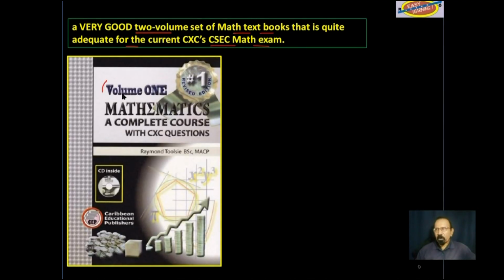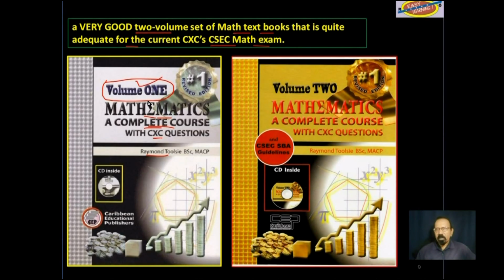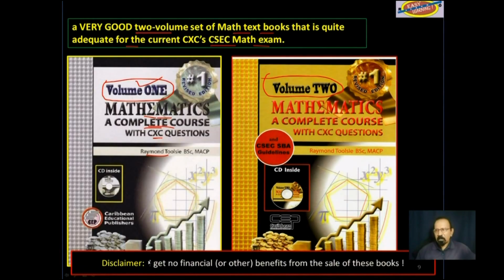This is a picture of volume 1, Mathematics, a complete course with CSEC questions by Raymond Tulsi. It's a picture of volume 1, and over here you have a picture of volume 2. Another disclaimer, I get no financial or other benefits from the sale of these books.